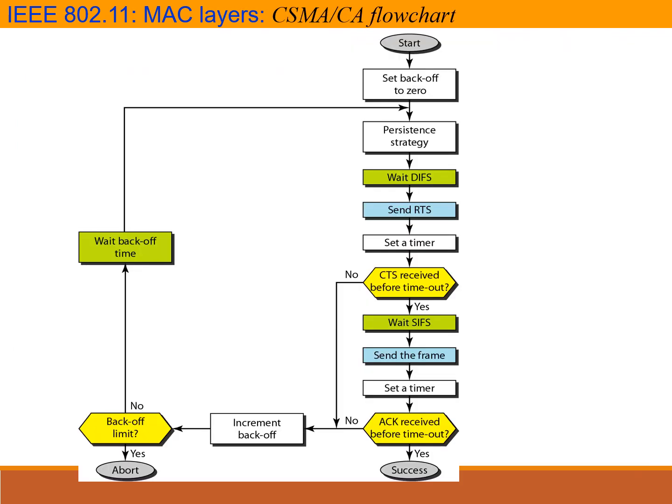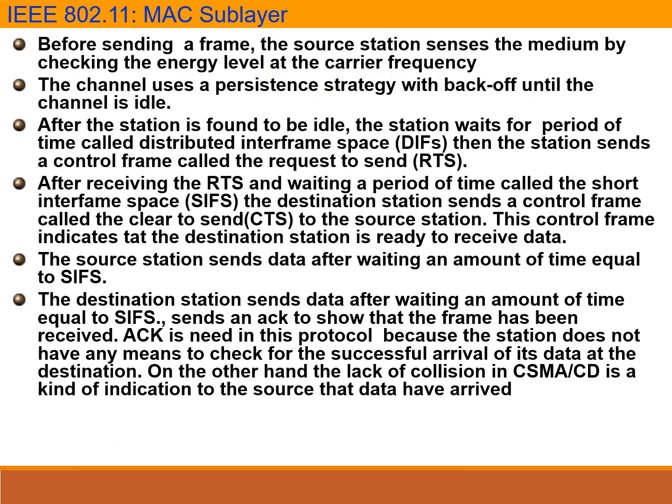And then this is the diagram for the CSMA/CA flowchart. We are going to start here, and then it goes to set back-off to 0 and the persistent strategy, and then we wait for a DIFS, and then we send the RTS and then set a timer, and then check whether the CTS is received before timeout, and then wait for SIFS, and then we send the frame and set a timer, and then check whether the acknowledgement is received before timeout. This is how we see the success or abort operation with the help of the CSMA/CA flowchart only.